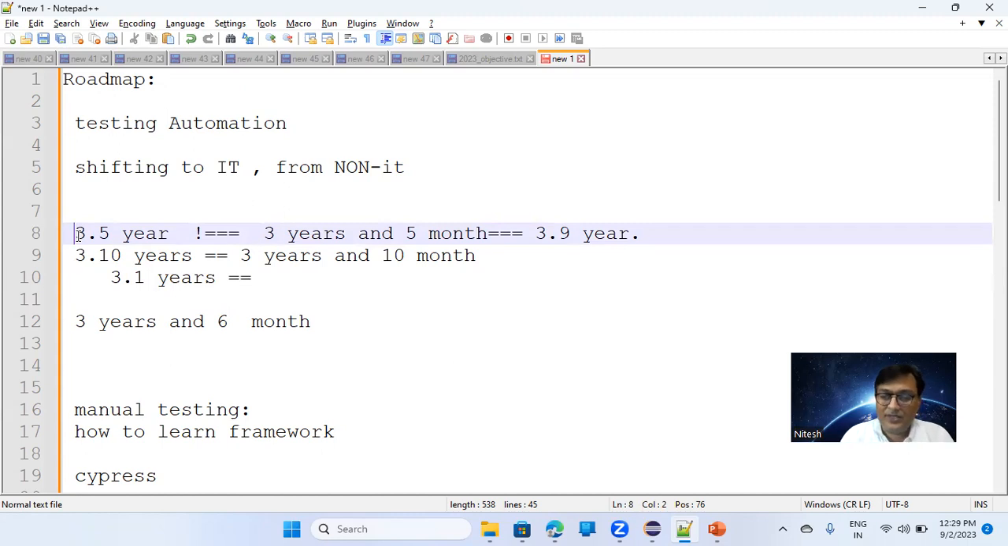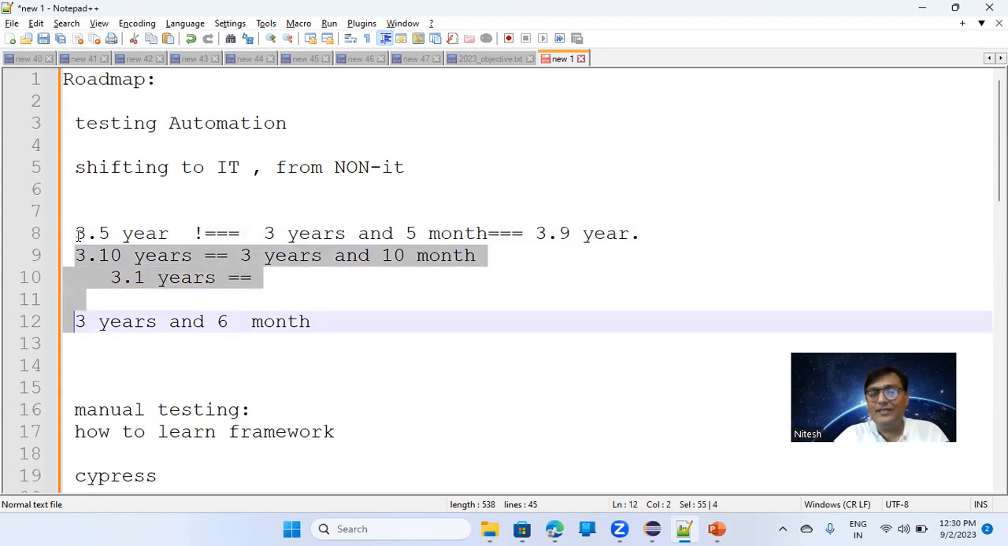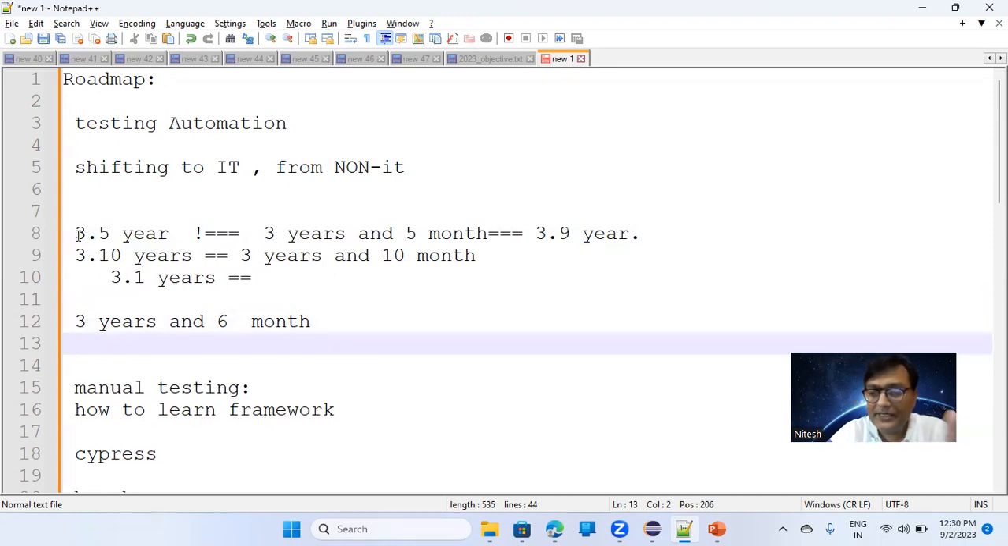If you have to give the right answer, then 3.5 years means 3 years and 6 months. It's not 3 years and 5 months. If you say 3.5 means 3 years and 5 months, then you will be in trouble mathematically. Then you are proving yourself that you don't know mathematics. Fine. I hope you understand what I'm saying. So it's better in your resume, when you are mentioning your years of experience, let's say you have 8 years and 11 months, don't say 8.11 years. You should say 8 years and 11 months of experience. Great.